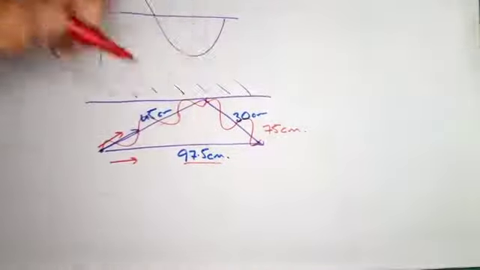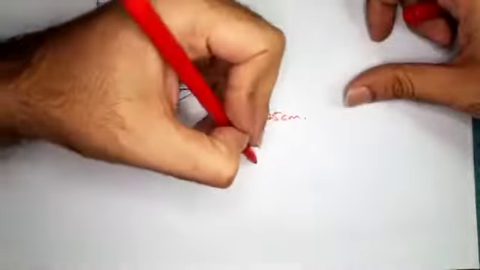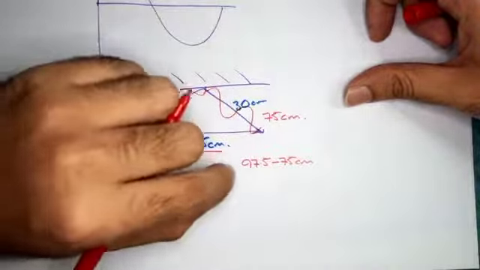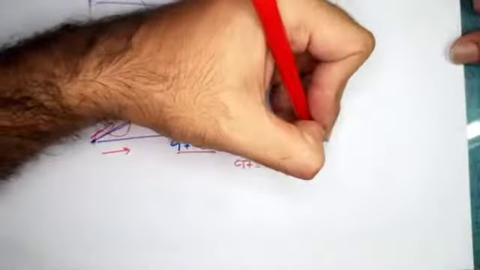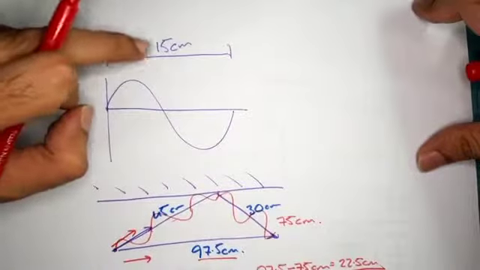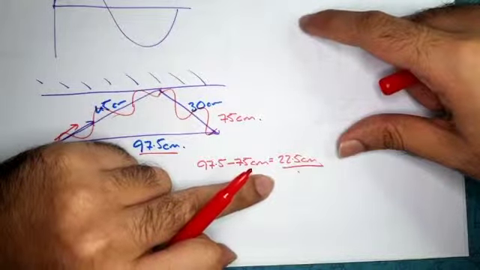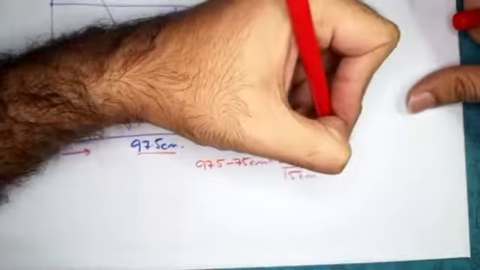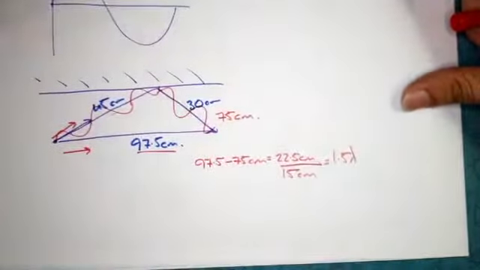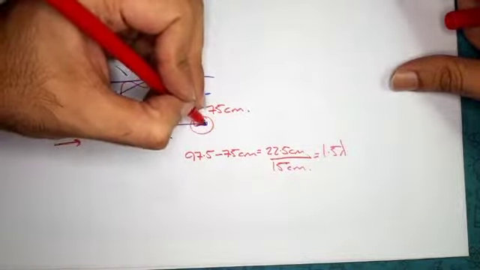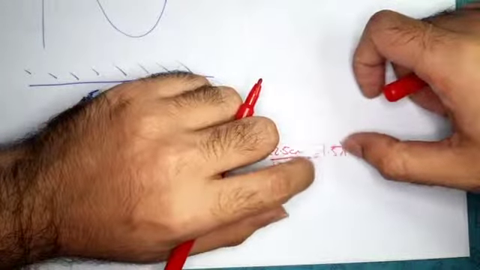And this is already written as 97.5 centimeters. So how much is 97.5 minus 75 centimeters? 22.5 centimeters. Quick math. Now, here's the tricky bit. If the wavelength is 15 centimeters, how much is this difference in terms of lambda? 22.5 divided by 15, which is basically 1.5 lambda. So these waves are meeting here with a path difference of 1.5 lambda.